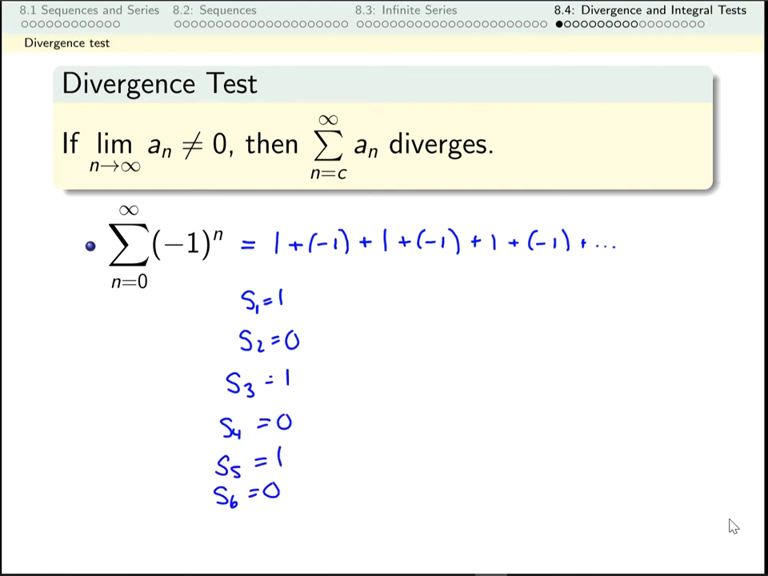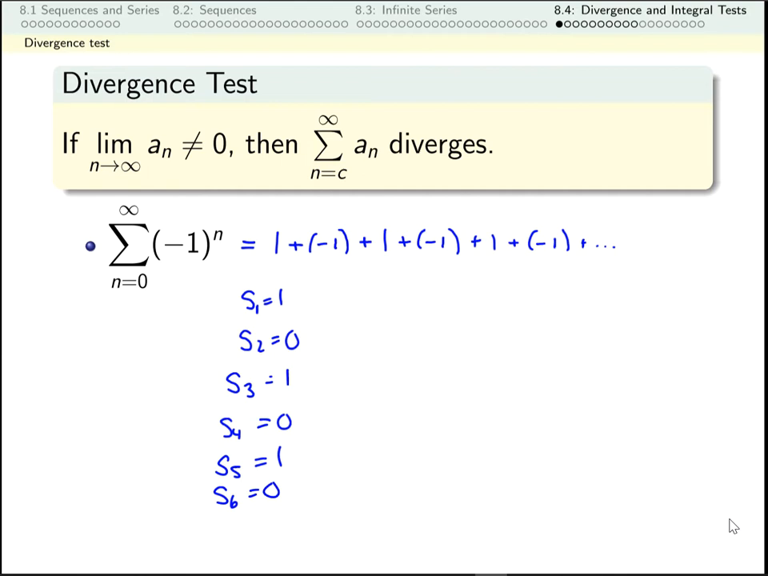It's a lot less intuitive what ought to happen with this series. If I keep adding, I just keep going 1, 0, 1, 0, 1, 0, 1, 0. And so it's tempting to say, well, the sum should be 1, or the sum should be 0, or the sum should be a half. The reason why we like these rigorous definitions is that they tell us what to do in these ambiguous cases.